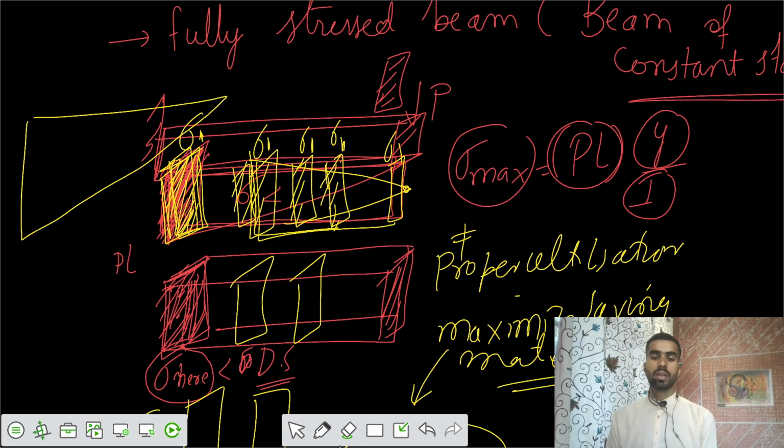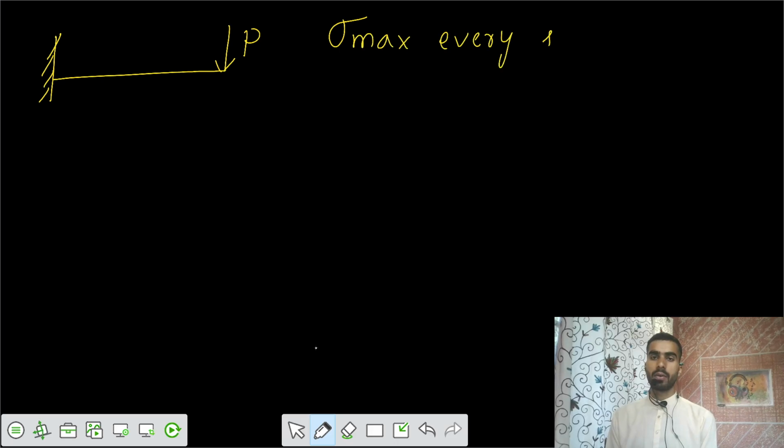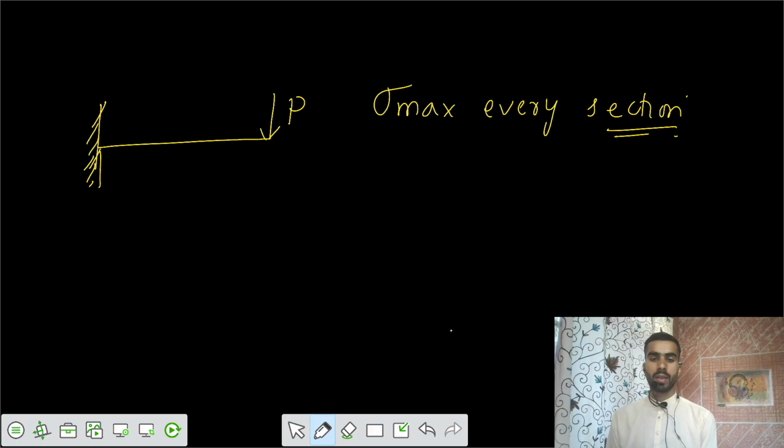So let's talk about the first case. You have a cantilever beam with a loading of P. Now you want a fully stressed beam, with maximum stress at every cross section. Let's say there is some section. We don't know how the section varies, so let's make it a line first. We don't know the section, but we want sigma max everywhere.